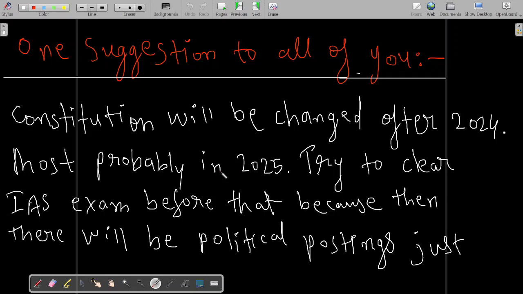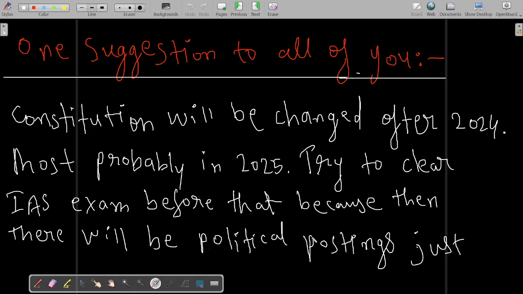Most probably, I am saying it may be 2026 also. It may be 26 also, or it may be 27 also, but most probably in 2025. So try to clear the IAS exam before that, before the year 2025 or 2026. Before that, please try to clear the IAS exam, because after that there will be political postings.